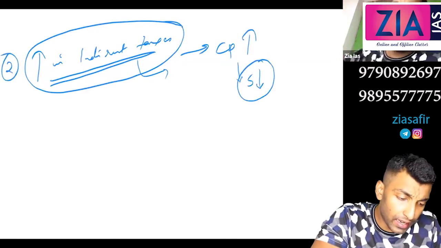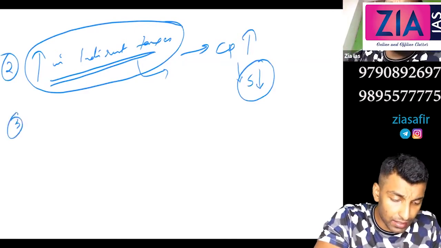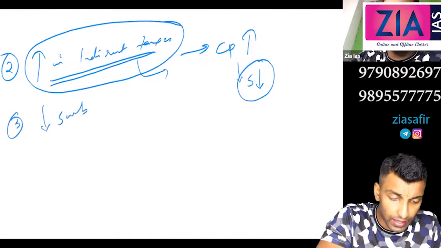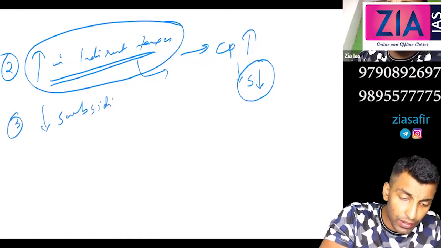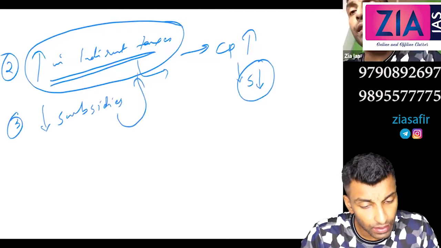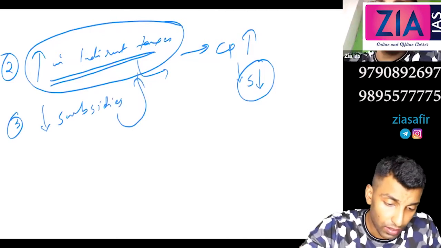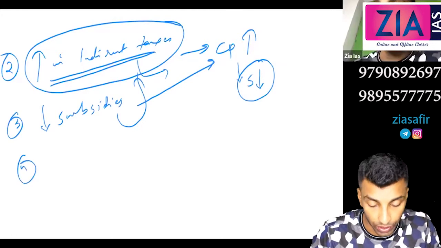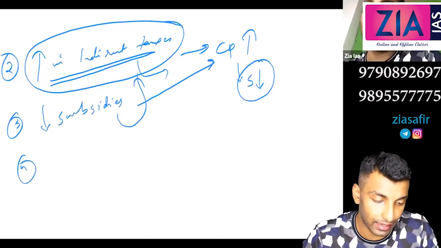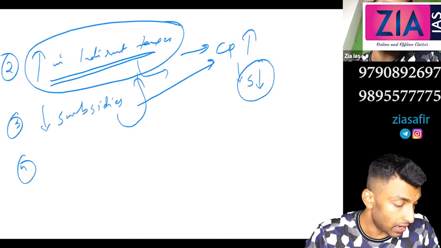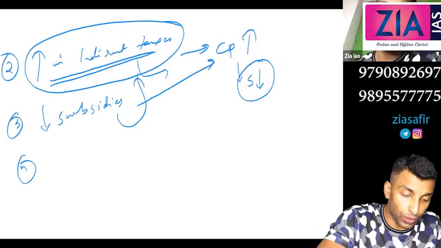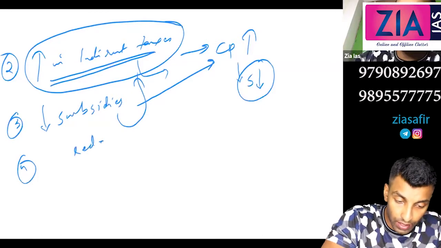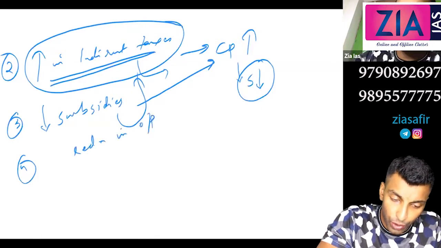So if it is increase in indirect tax, can I say decrease in subsidies? Both are almost the same. Decrease in subsidies, the same effect will come, right? Decrease in subsidies means what? Cost of production will increase. So next is reduction in output or production. That is directly connected. Reduction in output or production. It can be due to anything.